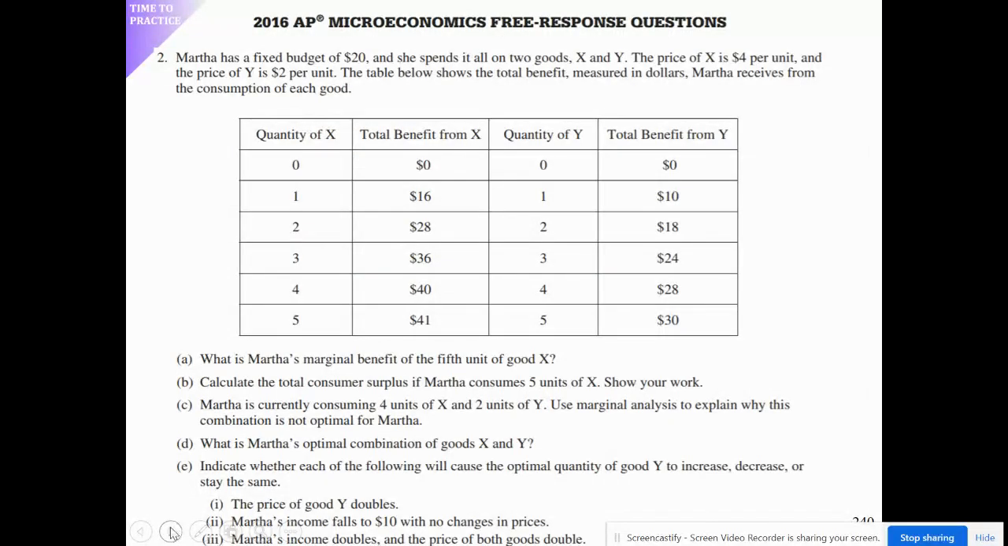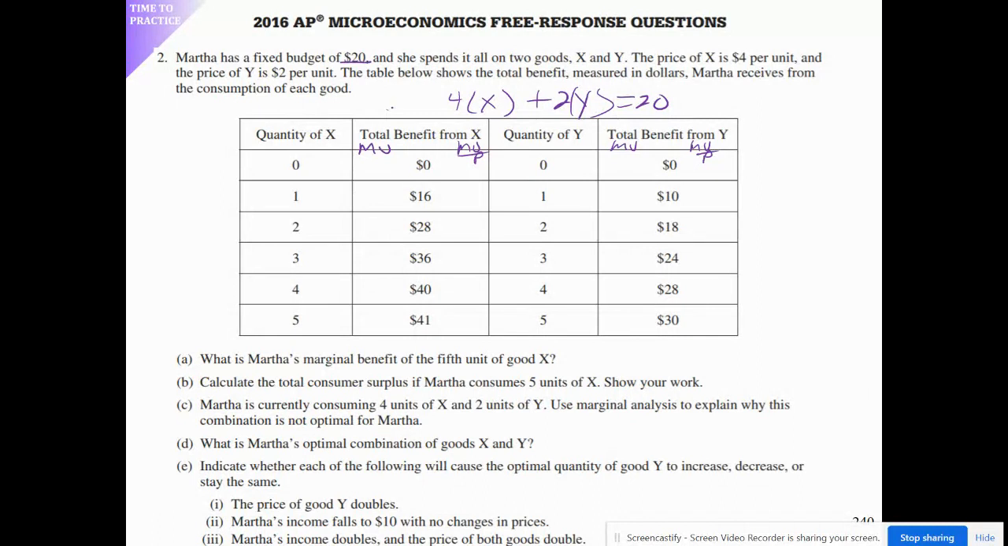Okay. This is another good one here. Let's take a look at this one. This says you have a fixed budget up here of $20, and you can buy either X or Y. X is $4 and Y is $2. So your budget constraint would be 4 times X plus 2 times Y equals $20. Okay. And this, once again, has our total benefits on both sides. So we know we're going to have to figure out our marginal utility, and then our marginal utility per dollar.